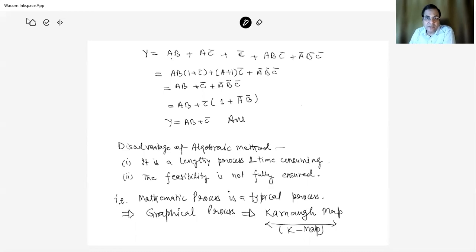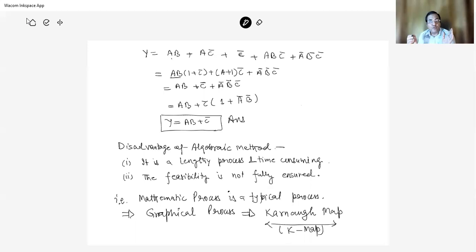So this is 1. So A dot AB into 1. So AB. Here A plus 1 is 1. So it is C bar, and here it is A bar B bar C. Then it remains as it is. So again, here C bar is taken out. So 1 plus A bar B bar gives the value 1, and AB plus C bar. So this one is the final answer of the maxterm expression.